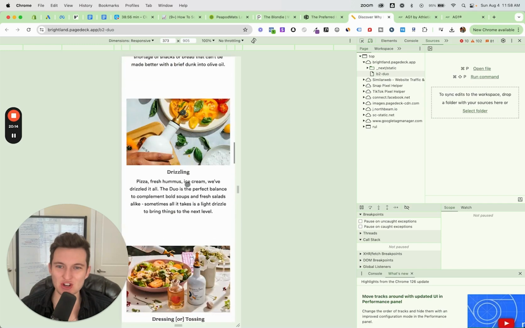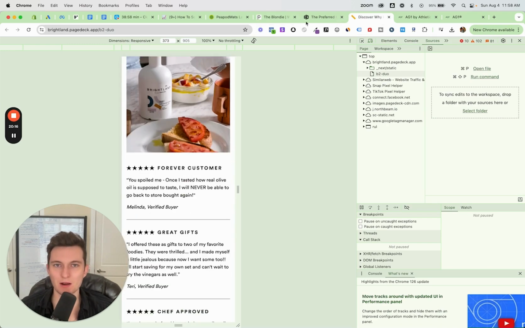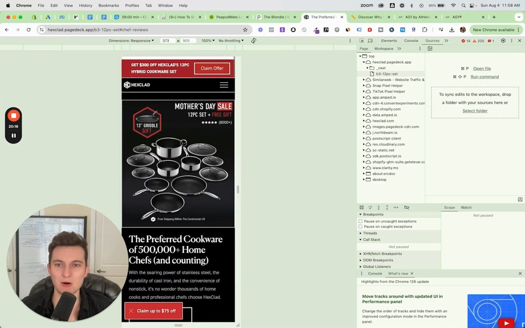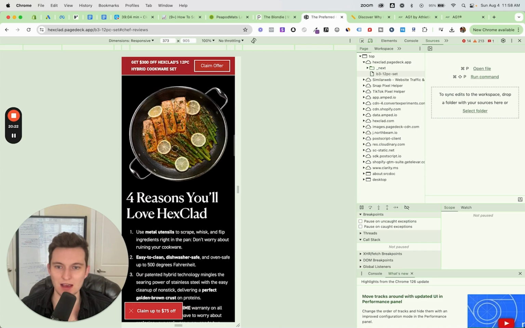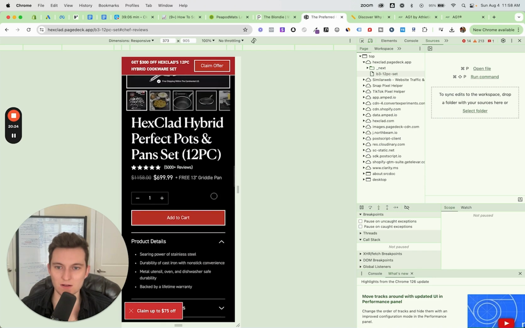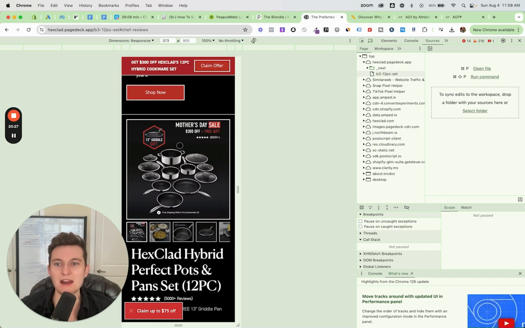The main difference of a shoppable landing page is that it's basically like a product page. The only difference is you can put buy boxes in separate sections. So you can see here from Hexclad, they have a buy box right here, right? And you can also play around with it.